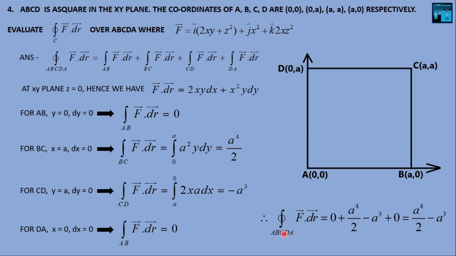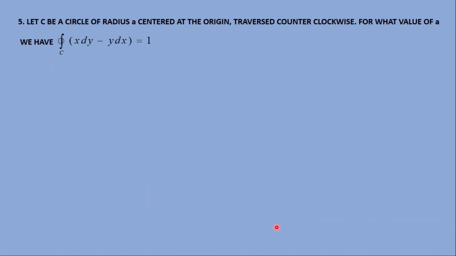Now for the next one, let C be a circle of radius a centered at the origin. So C is defined, the parametric form is x equals a cos theta or a cos t, and y equals a sin theta or a sin t. Now traverse in counterclockwise direction. So our parametric form is okay. For what value of a do we have this thing equal to 1? So we already have our value 1, only we have to determine the value of a.